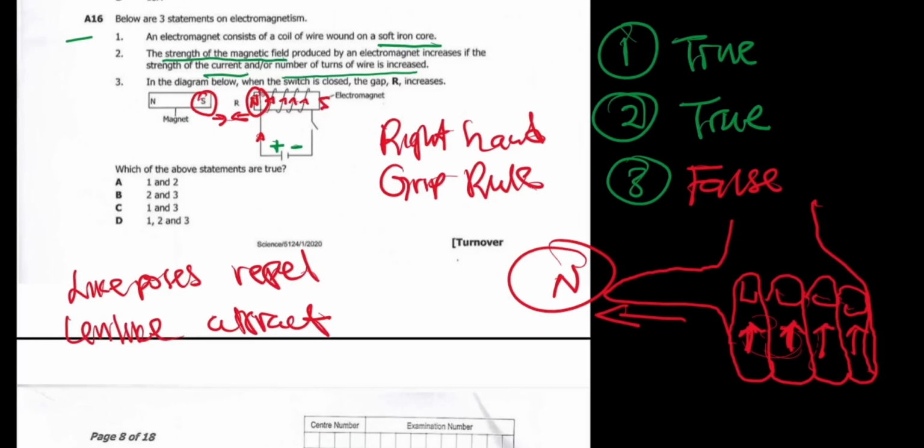If the case was that the pole at this particular point is actually the south pole, then this statement would have been correct because the like poles repel each other, so the distance would have increased here. But based on this principle, the statement is actually false. So only the two statements are correct, that is 1 and 2. So answer choice A is actually the correct one. So make sure you understand how the right hand grip rule is used to determine the magnetic field, the direction of the magnetic field, and also the direction of current.